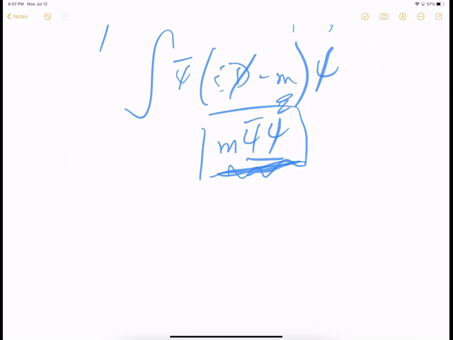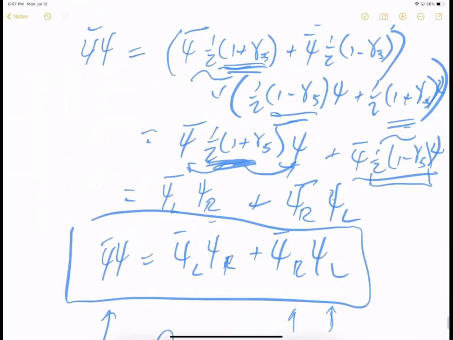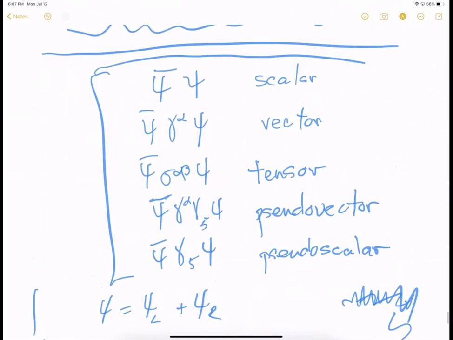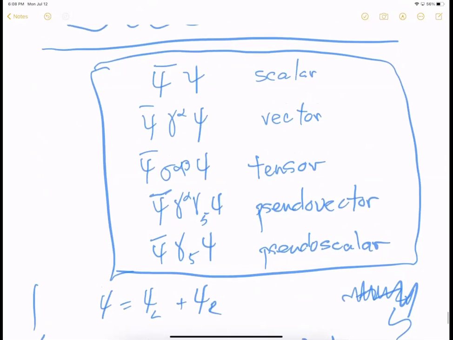So now, as an exercise, I want you to show, and let's see, where is this? This is like page 369. Each of these other objects, right? I want you to write each of these in terms of left and right parts. And I give you the answer.